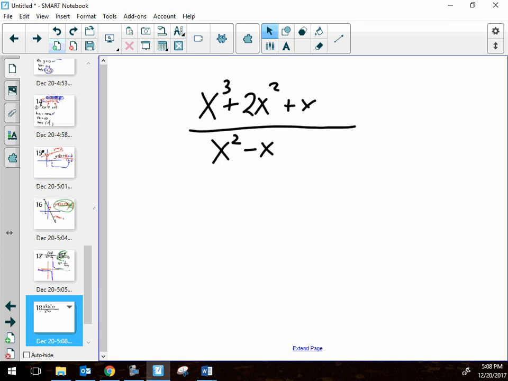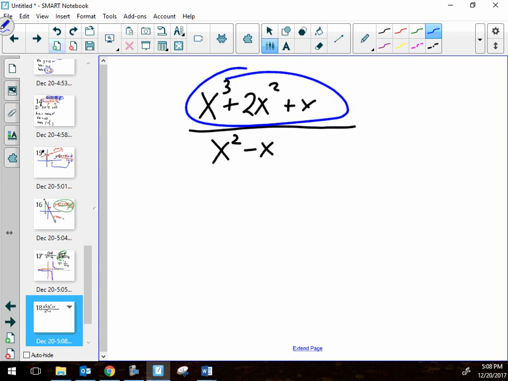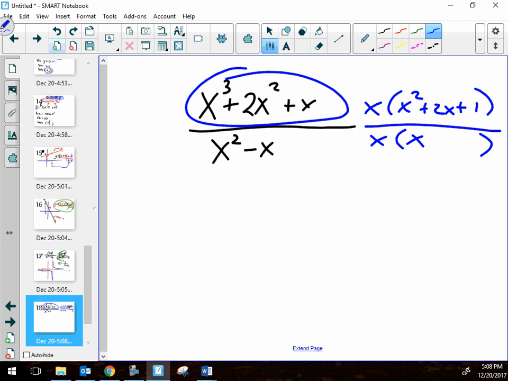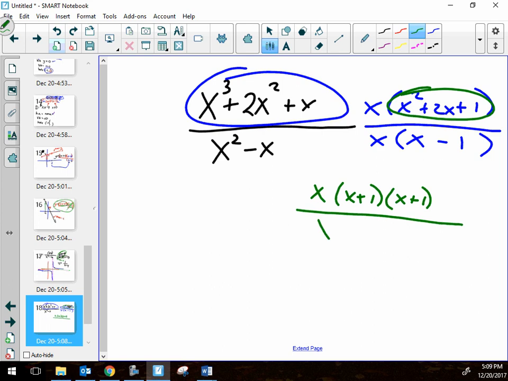I did one like this before break with you, just to see if you could catch what happens with all those x's. On the top, an x factors out of everything, and I'm left with x squared plus 2x plus 1. And on the bottom, an x factors out of both of them, and I have x minus 1. Now, if you can factor it, you should. And the top can factor further. This part can factor into x plus 1 and x plus 1. So I'm going to rewrite that: x, and then x plus 1, and then x plus 1. And on the bottom, I have x, and then x minus 1.